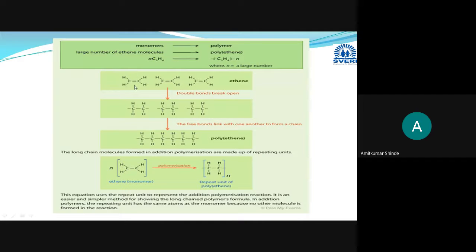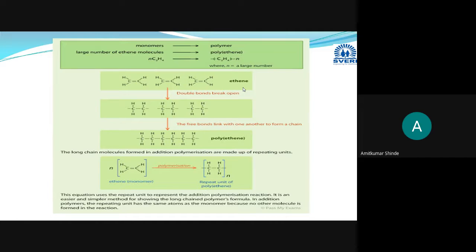ethene monomer. Now, this is the example of the addition polymerization, or you can say chain polymerization, addition or chain. Simply, here one monomer will get attached to another monomer, and formation of a byproduct does not occur.